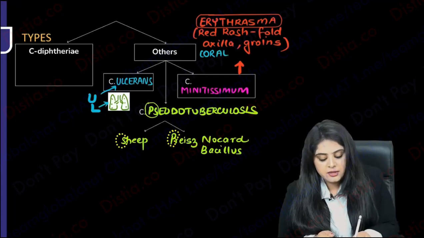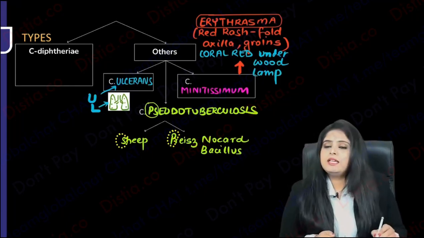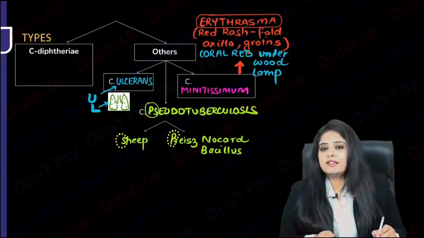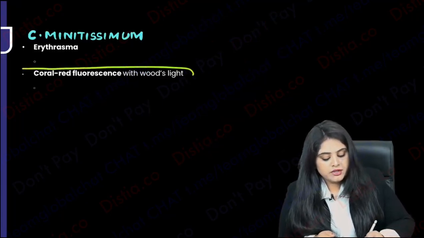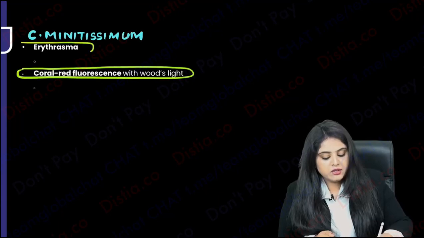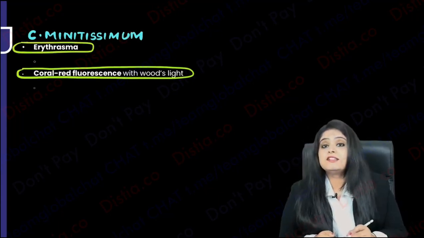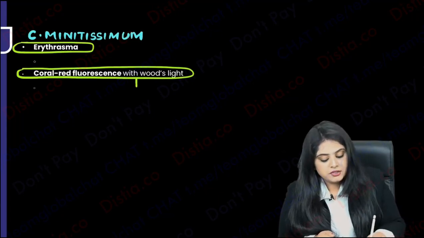Again, another red coming up your way. It is coral red fluorescence or color under the Wood's lamp examination. I want to ask you something, guys. Tell me, why is this color coral red? If I ask you now, what is the reason for the coral red color with Wood's light that you get on erythrasma? The reason is there's a pigment called coproporphyrin 3.